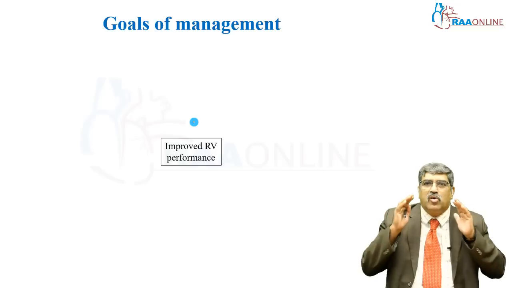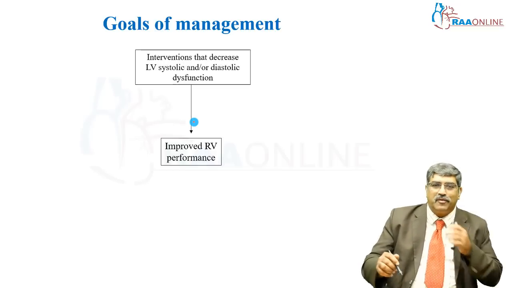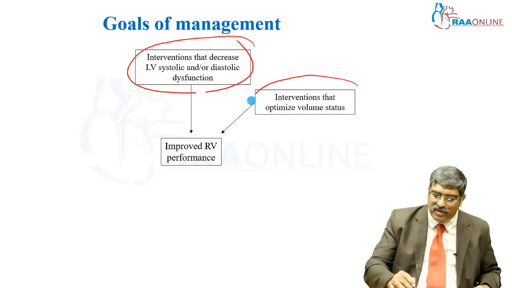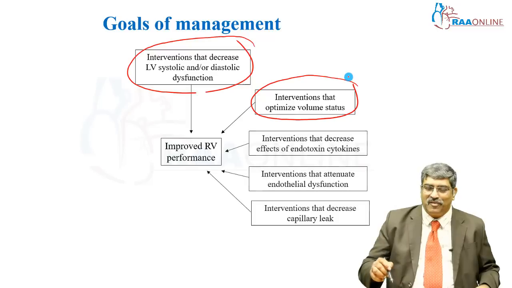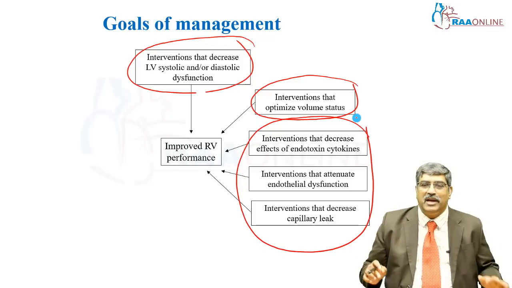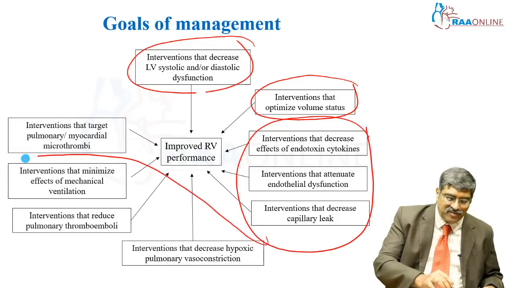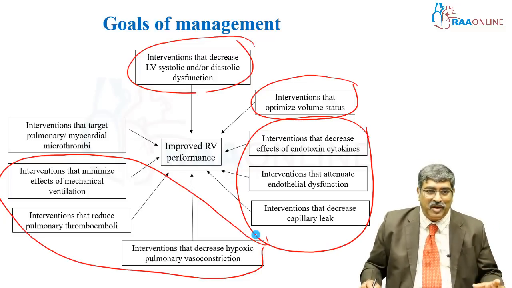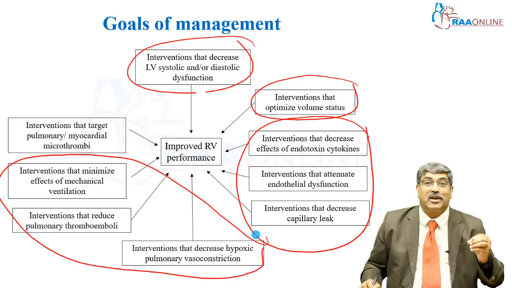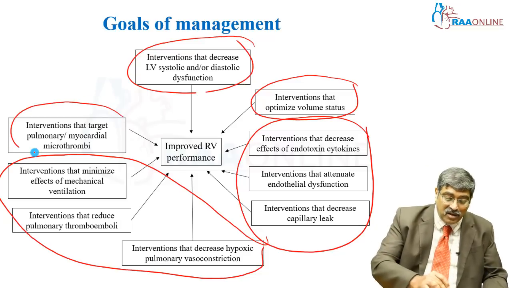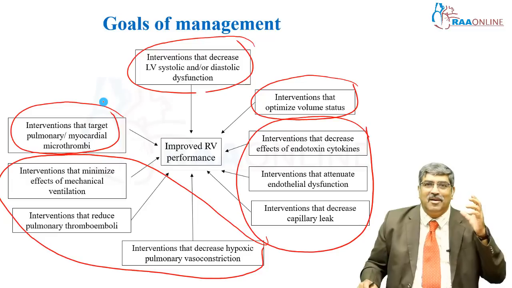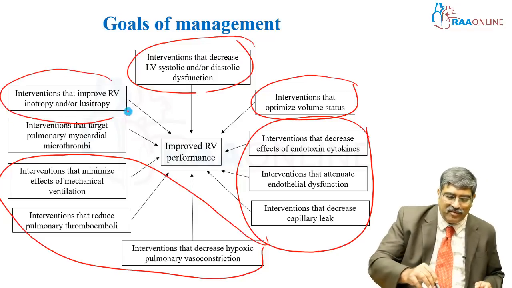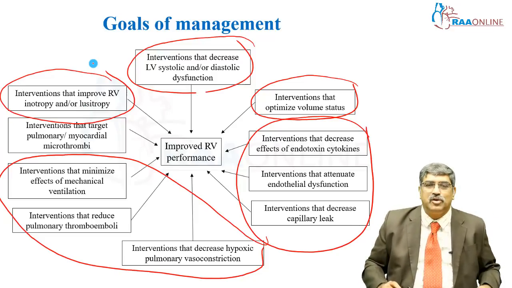To put it in other ways, how can you improve the right ventricular performance? You have to do interventions that improve your left ventricular function. You have to do interventions that optimize your volume status. You have to do interventions to reduce your inflammatory mediators release. You have to take care of interventions which affect the lung. You reduce your hypoxic pulmonary vasoconstriction, your ventilatory parameters you should be altering, and you have to reduce the effect of pulmonary thromboembolism. You have to do interventions which target the microthrombi in the pulmonary as well as the coronary circulation. Finally, the most important thing is you have to do interventions which improve the RV inotropy and lusitropy.